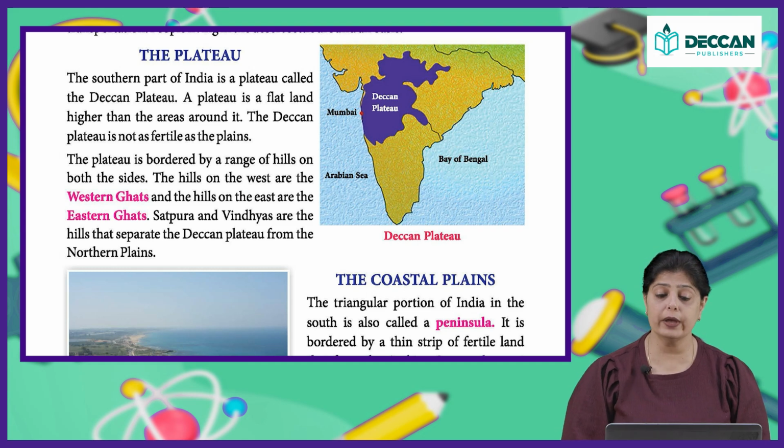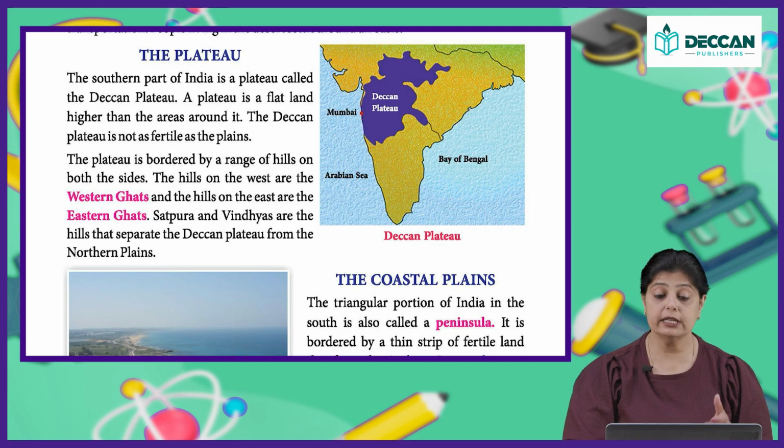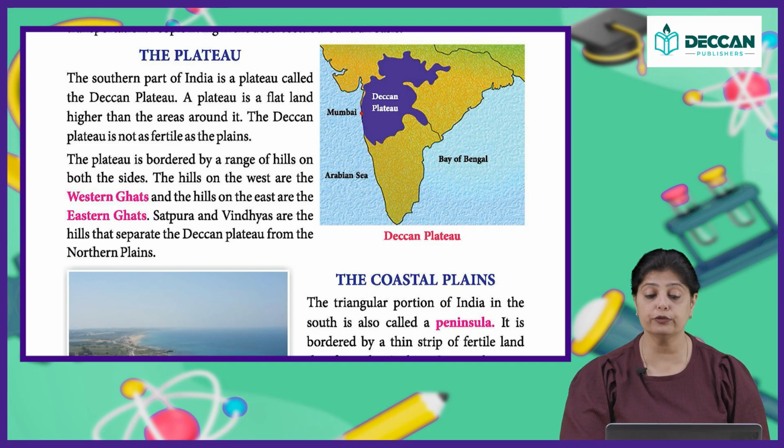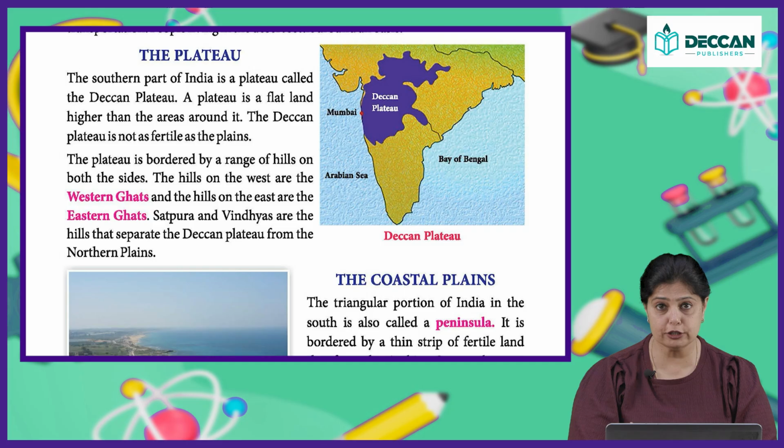So now the hills on the west are the Western Ghats, and the hills on the east are known as the Eastern Ghats. Now the Satpura and the Vindhyas are hills. These hills separate the Deccan Plateau from the northern plains. So there are certain hills that separate the plateau area from the plains. And as we said, it is all divided into two. One is the hills on the west, which are known as the Western Ghats, and those on the east known as the Eastern Ghats. Okay.